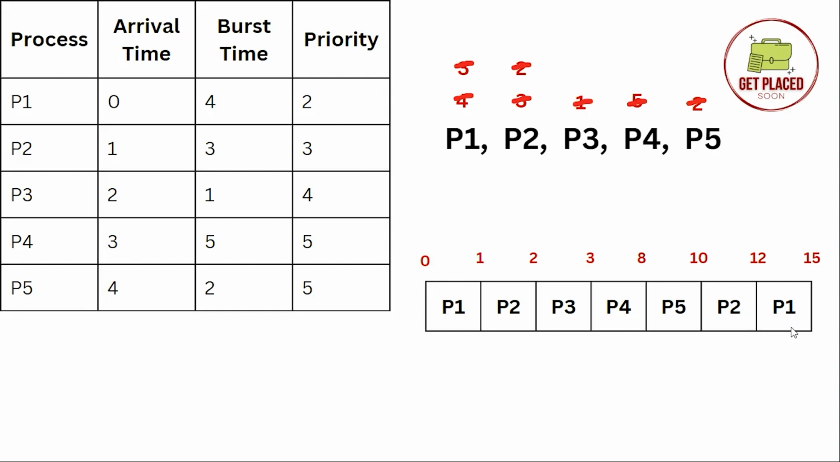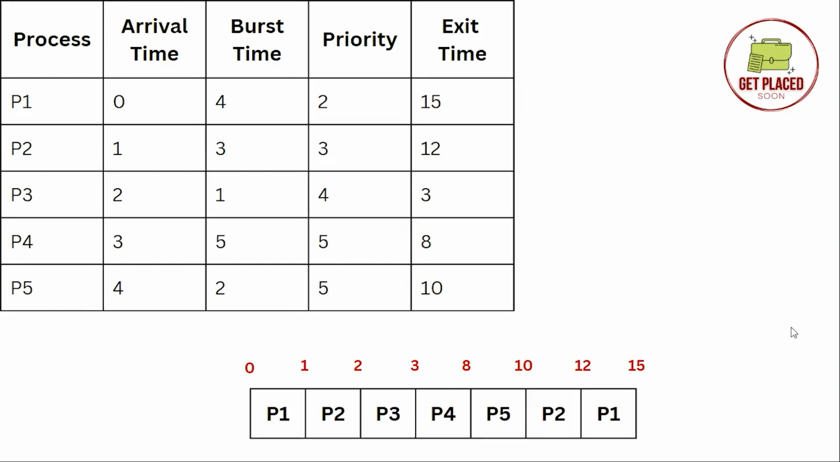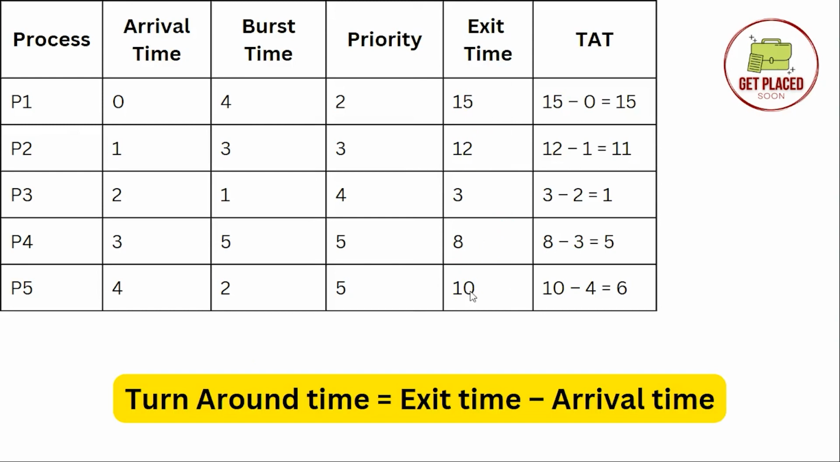Once you are done with the Gantt chart, note all the exit times. P1 is exiting at 15, P2 at 12, P3 at 3, P4 at 8, P5 at 10. You can write this by looking at the Gantt chart. Once you get the exit time, we can calculate turnaround time by exit time minus arrival time. 12 minus 1, 11. 3 minus 2 is 1. 8 minus 3 is equal to 5. 10 minus 4 is equal to 6.